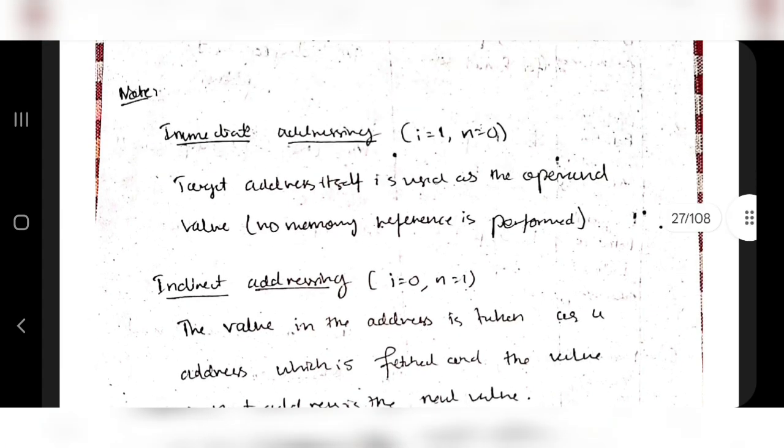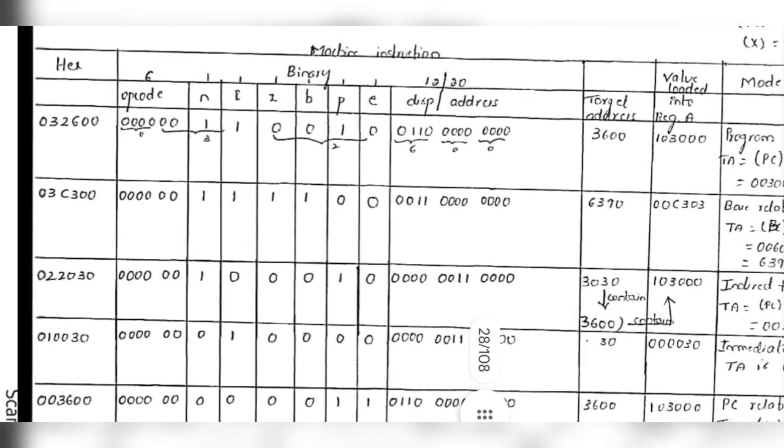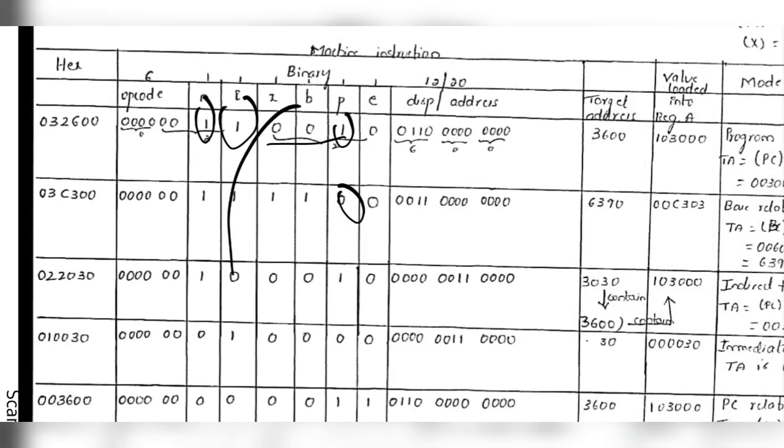So this was the basic theoretical part of the addressing modes. Let's discuss practically by using an example. Coming to the examples of SIC/XE instructions, here we have 5 examples. Actually we have 6 examples, and we'll be discussing each one by one. What we are trying to do is set different bits, like N here and I here, and the rest are 0 here, P is 1 here, P is 0 here. So we are trying different combinations and seeing how to calculate the target address.